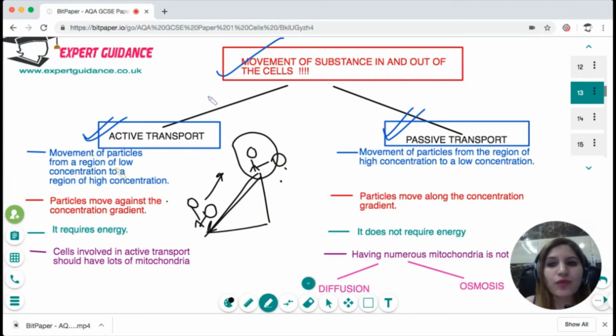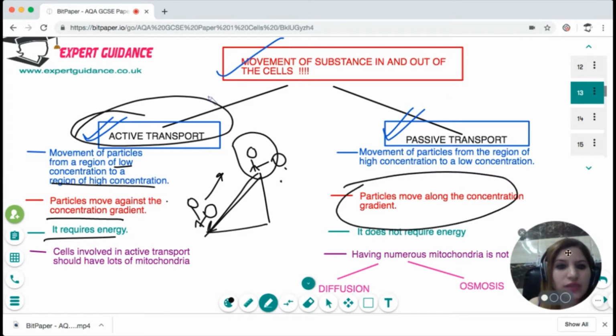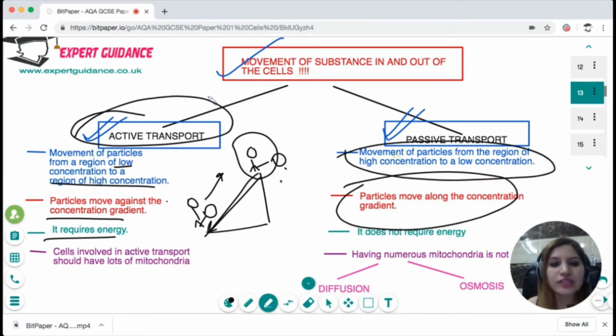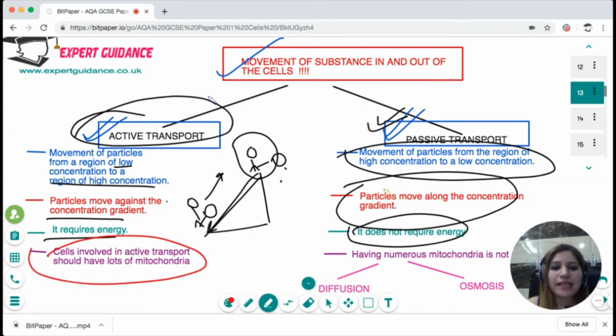Whenever particles move from a lower to a higher concentration, which means the particles move against the concentration gradient, it requires energy, and this is known as active transport. And when the particles move along the concentration gradient, that is from a region of higher concentration to a region of lower concentration, without the use of energy, that is known as passive transport. Since active transport requires energy, and we know it is the mitochondria that are responsible for making energy for the cell, the cells involved in active transport have loads of mitochondria, and in passive transport, having numerous mitochondria is not a requirement. And passive transport is of two types, diffusion and osmosis.